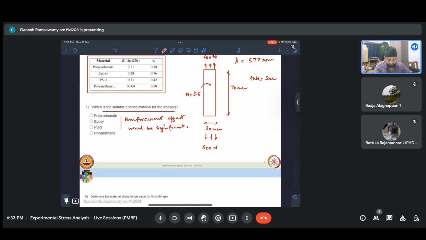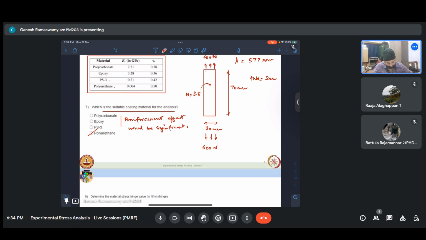Because if we see polycarbonate, epoxy and PS3, essentially not PS3 so much, but polycarbonate and epoxy definitely have much higher stiffness, and this would essentially reinforce the rubber. So whatever phenomena we are trying to study, it will throw off the results. So the viable candidates seem to be PS3 and polyurethane, out of which polyurethane happens to be very, very soft, way softer than rubber, in which case PS3 would be the ideal choice for a photoelastic coating material.